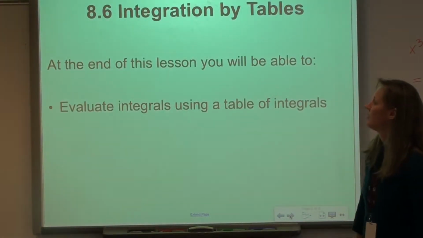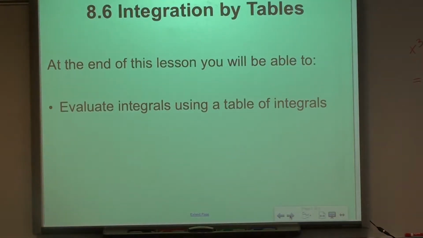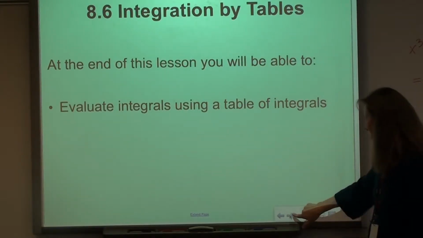Woo, that's a big slide. All right, at the end, it's time to do our lesson. You're gonna like this: integration by tables. It's not hard. I just don't know if you're gonna see a lot of value in what we're doing. Evaluate integrals using a table of integrals. We have a calculator.